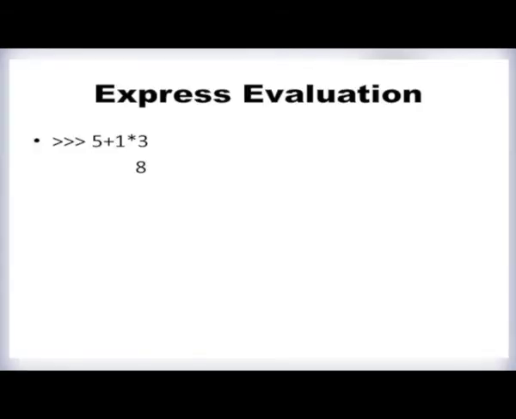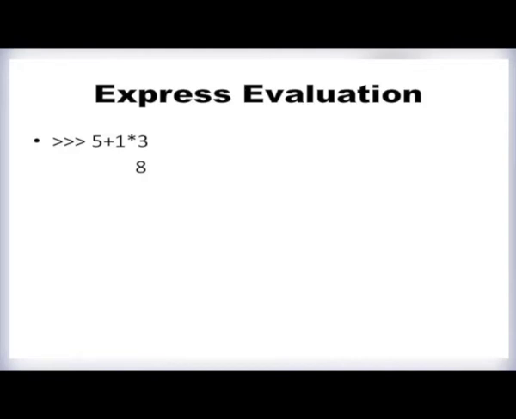The expression is evaluated from left to right because plus and minus have the same priority, but in general the operators have different priorities. For instance, consider the expression 5 + 1 * 3.